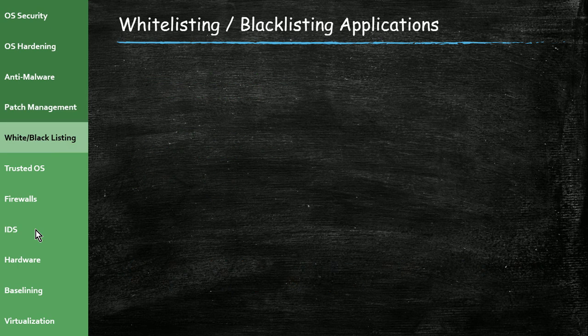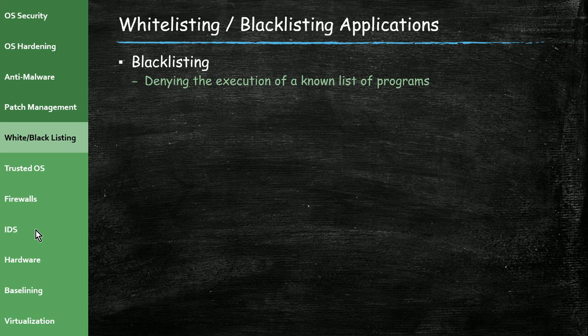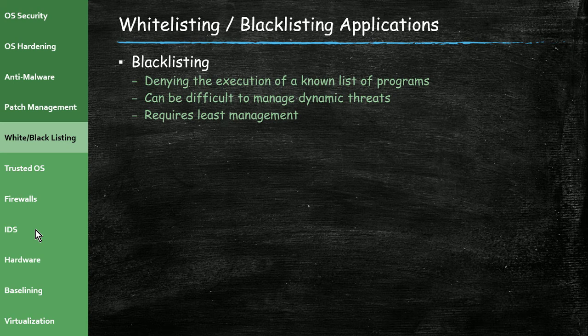Another technique is whitelisting and blacklisting. Basically, blacklisting is denying the execution of any program that we know to be bad. So it can be difficult to manage dynamic threats because as a new threat emerges, we have to add it to the blacklist. But it does require the least amount of management. We don't have to do as much for blacklisting because we only have to touch the blacklist when we find new applications that are a threat, and we add it to the blacklist. But as I said, while it's the least amount of management, it's also the least secure because new threats are not going to be blacklisted automatically.